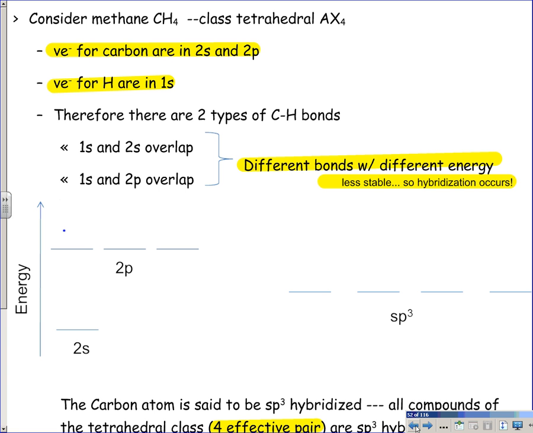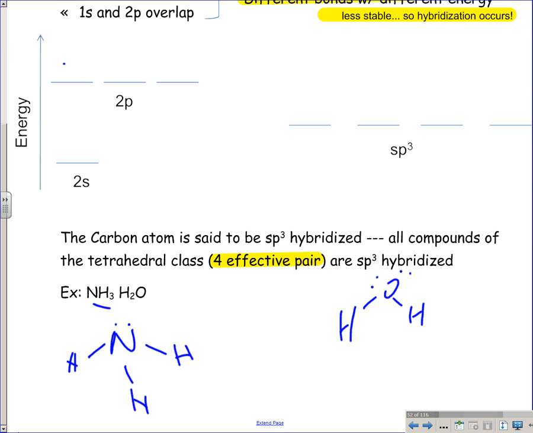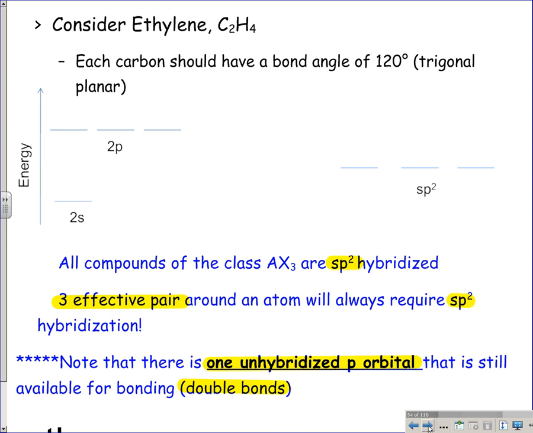On the intake exam, what did we say for effective pairs, or what did we say? Electron domains, either one. Doesn't matter. They know what you mean. All right, let's go to sp2.